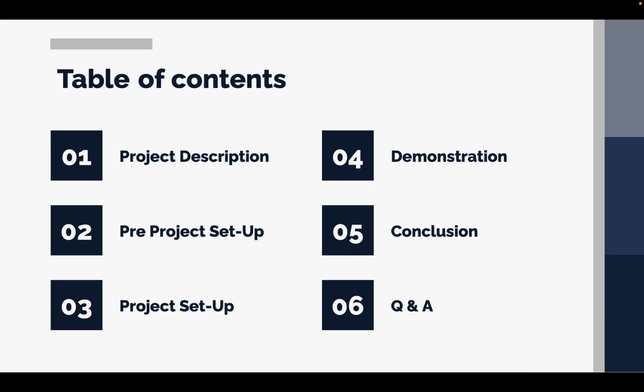Let's get into it. So for the table of contents, for part 1, I'm going to go over my project description, just kind of what I did for my project, an overall view. For part 2, we're going to go through the pre-project setup. So prior to me setting up the project, there were a few things that I had to set up beforehand. For part 3, project setup, just kind of walking through what I did, how I did it, and how I set up the chatbot. For part 4, we're going to go over a little demonstration of how the chatbot works. For part 5, the conclusion, just an overall of what I did. And then for part 6, Q&A.